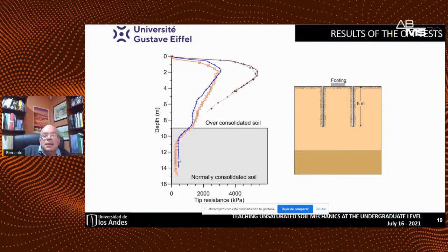So you can see as the cracks penetrate, the topsoil dries more and more. And then when the cracks connect with the normally consolidated soil, which is saturated, it is amazing, but the tip resistance decreases again. And when you have a covered surface, even if you have cracks, you don't have an increase in the tip resistance.